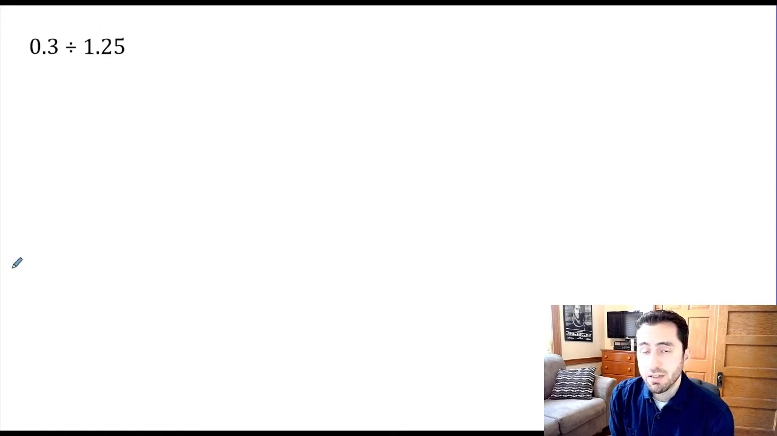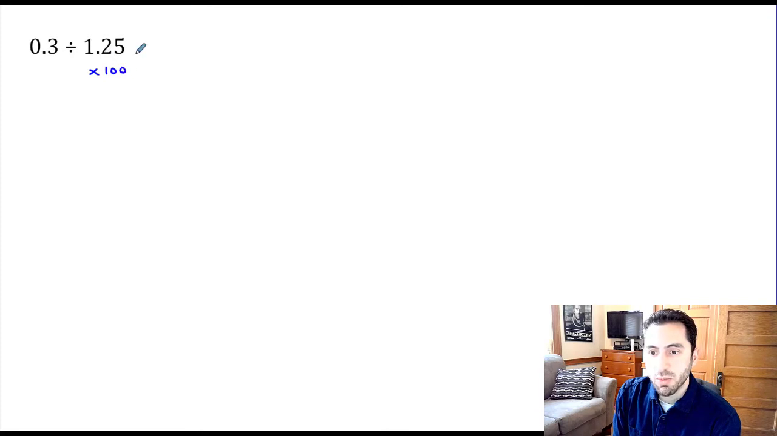So the second way we can divide decimal numbers is by using long division. But if I'm going to use long division, I want my divisor to be a whole number. So the number I'm dividing by. In this case, I have 0.3 divided by 1.25. So the number I'm dividing by is the 1.25. I want this to be a whole number. So to make this into a whole number, I would need to multiply by 100. That will move the decimal spot two places, and I'll end up with 125.